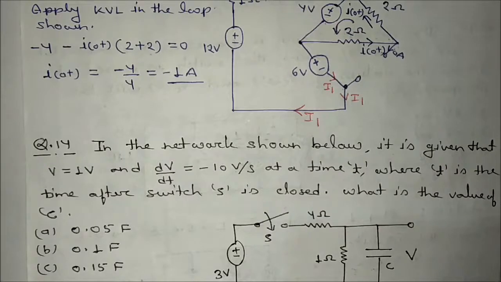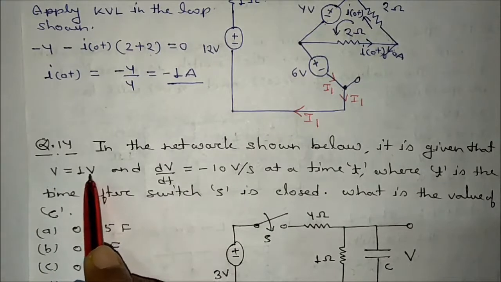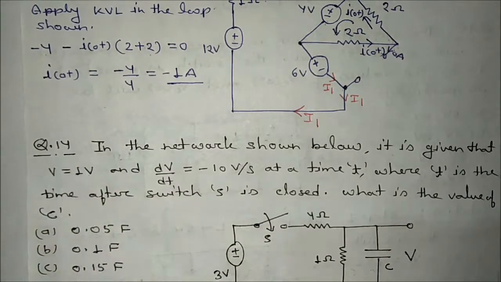What is the value of C? Okay, so in this problem, nothing is mentioned about the initial value, but we know that this value is given after switching. That means t is equal to 0 plus. That means the initial voltage will also be how much? That is equal to 1 volt.